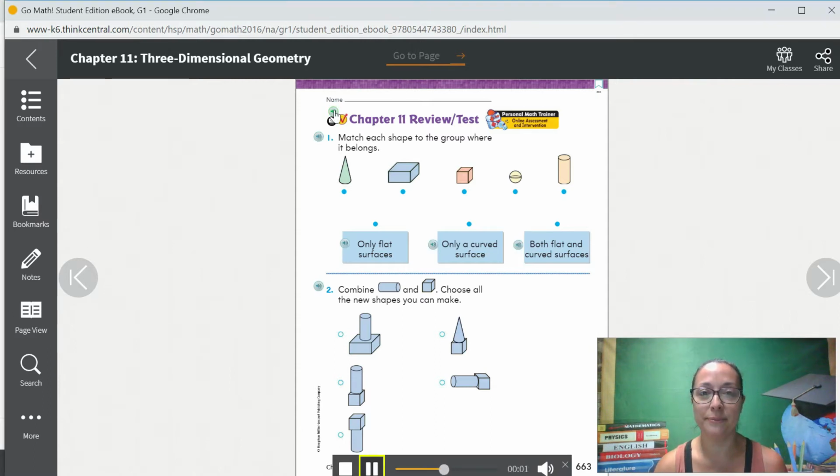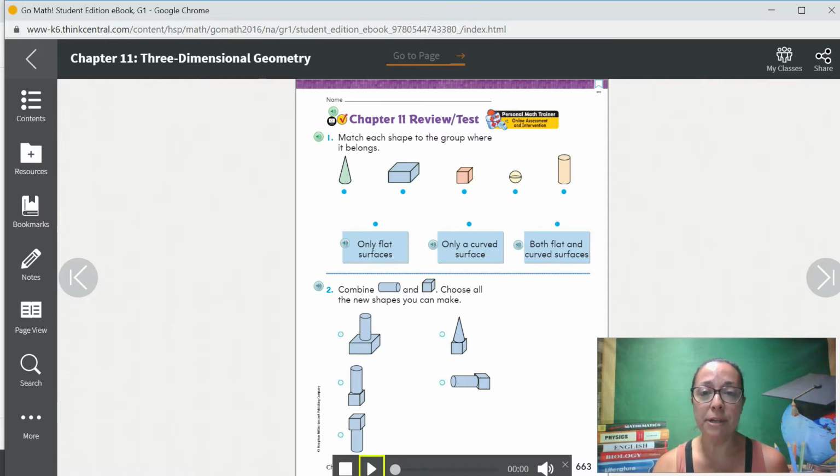Chapter 11, review, test. Capítulo 11, repaso, examen. 1. Match each shape to the group where it belongs. Okay, so vas a empatar cada forma con el grupo de acá abajo a donde va. Okay, I'll do the first one with you. Can't draw a line, but I'll do the first one with you. Voy a hacer el primero.